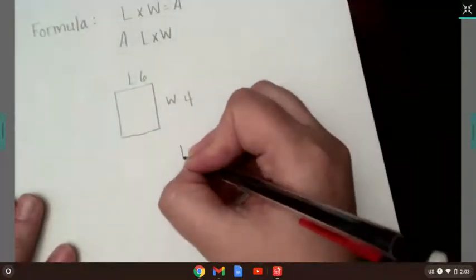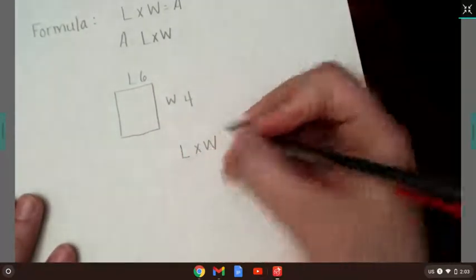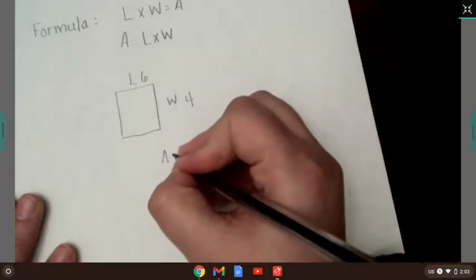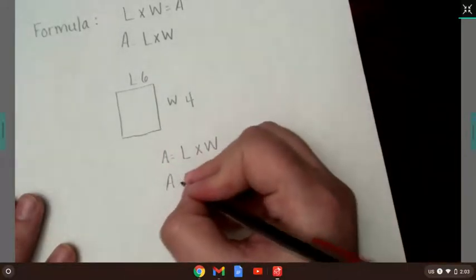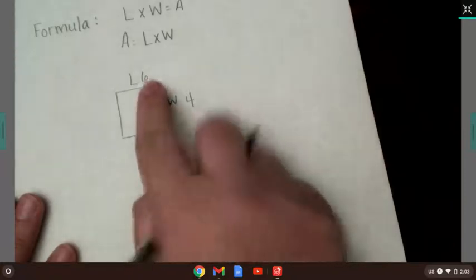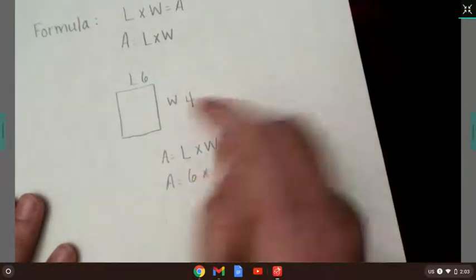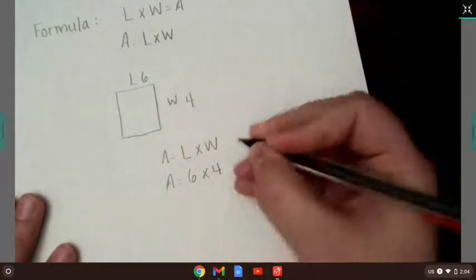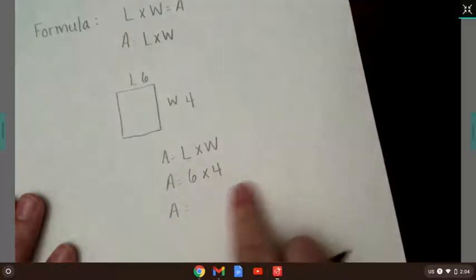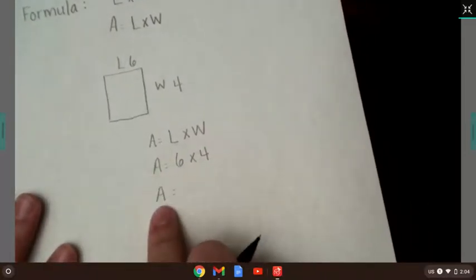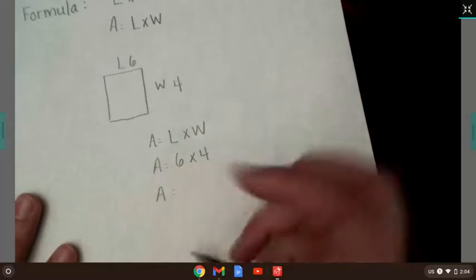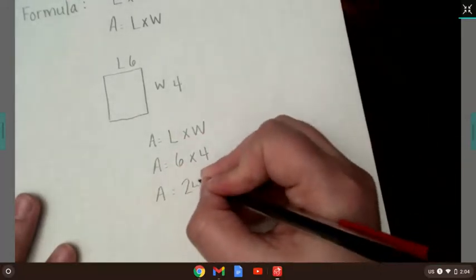We know that our formula is length times width, so A equals length times width, and we just keep bringing it down. Our length was 6, our width was 4. This is where you need to know your multiplication facts. My area would be 6 times 4, which I know is 24.